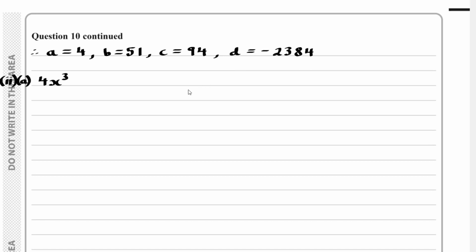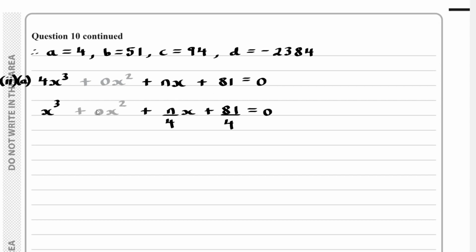So, for the next part, we've got 4x cubed. Now I'm going to add on this 0x squared, and it will make sense why in a sec. Then I add on nx, then I add on 81, and this is equal to 0. If I divide through by 4, I end up with x cubed plus 0x squared plus n over 4 x plus 81 over 4 equals 0.